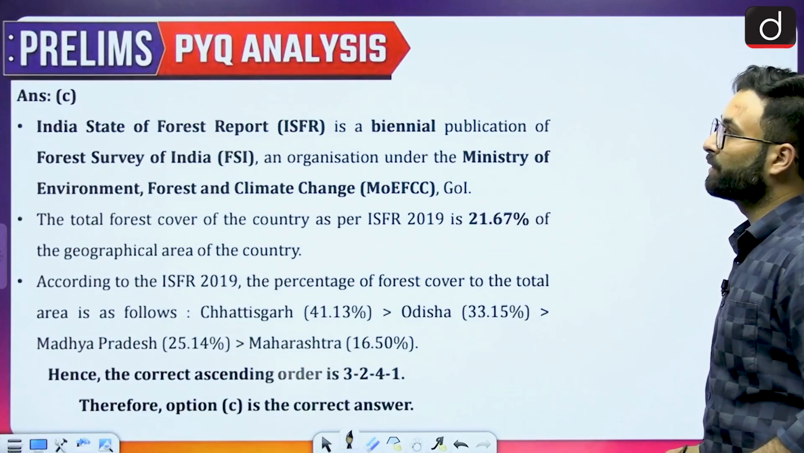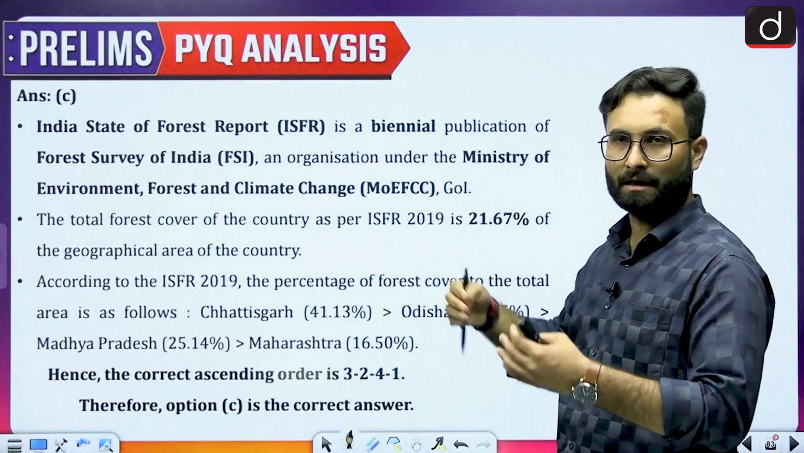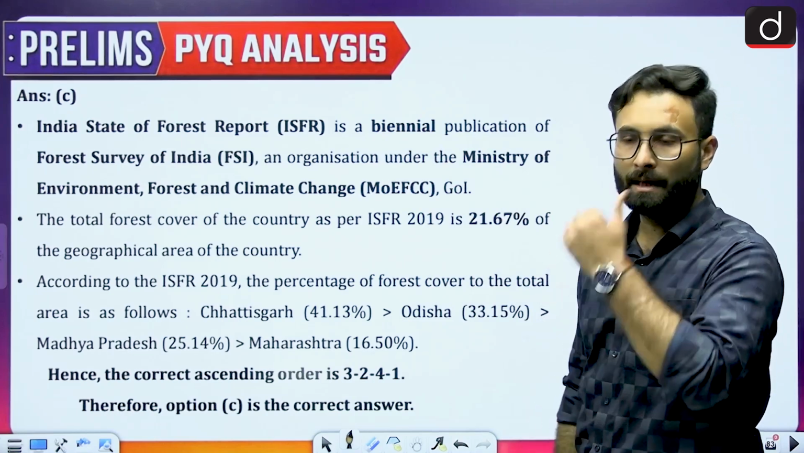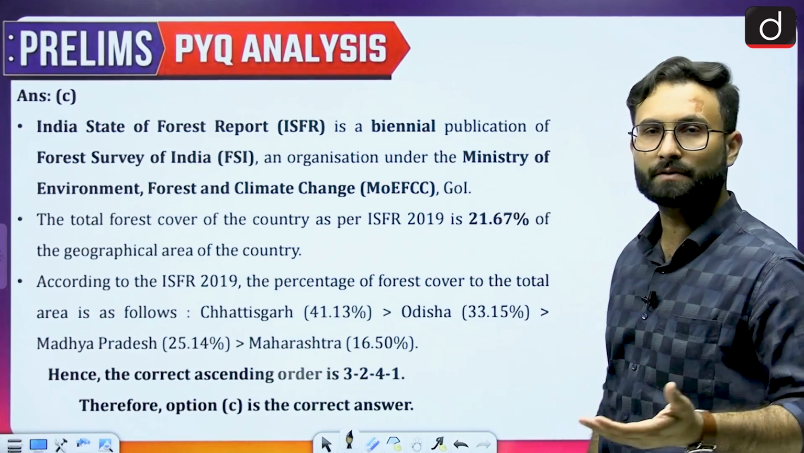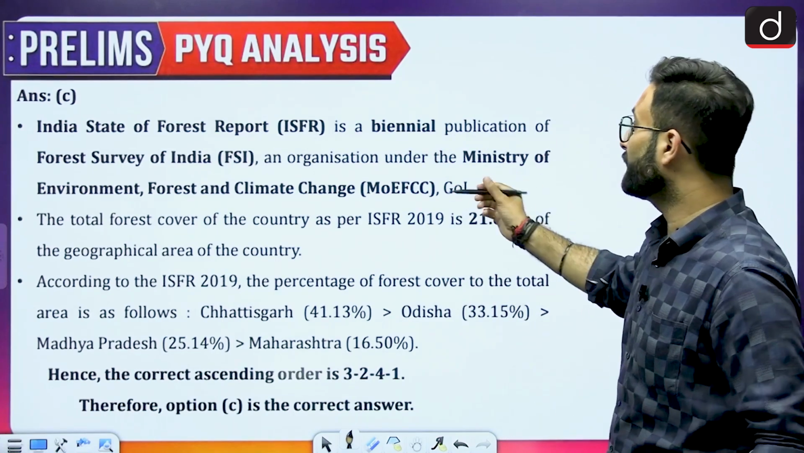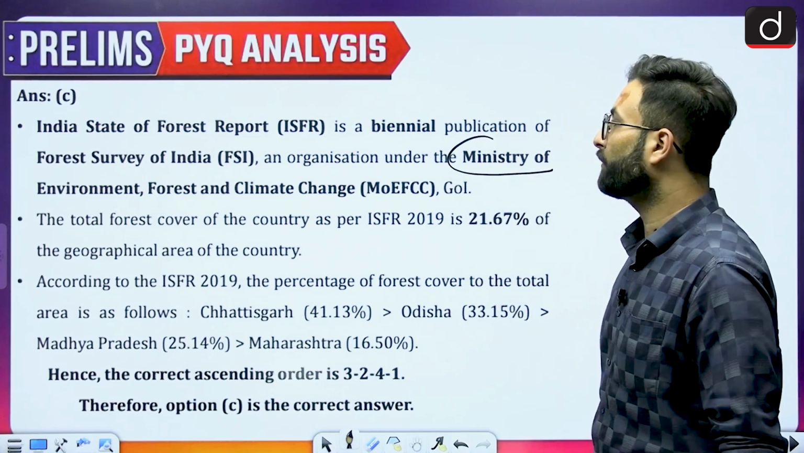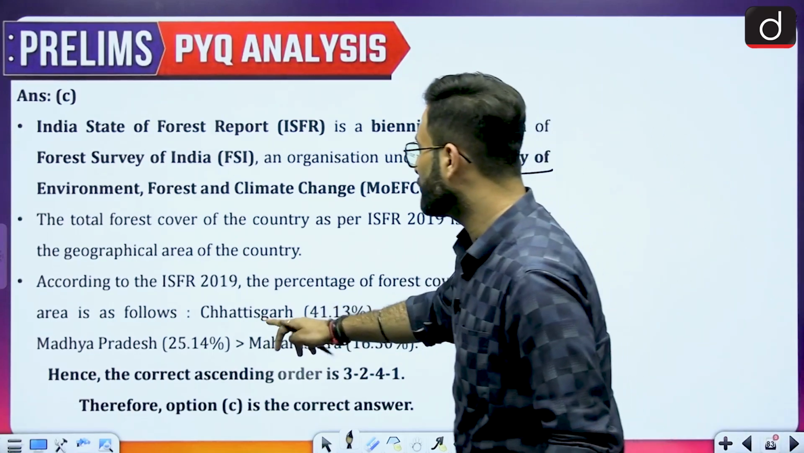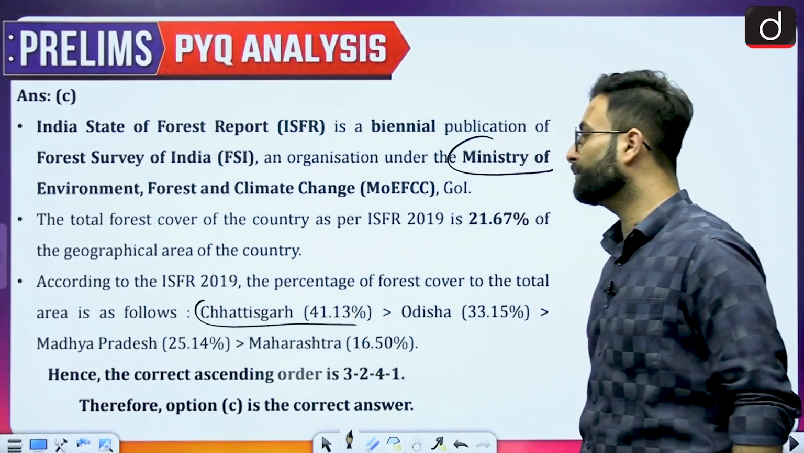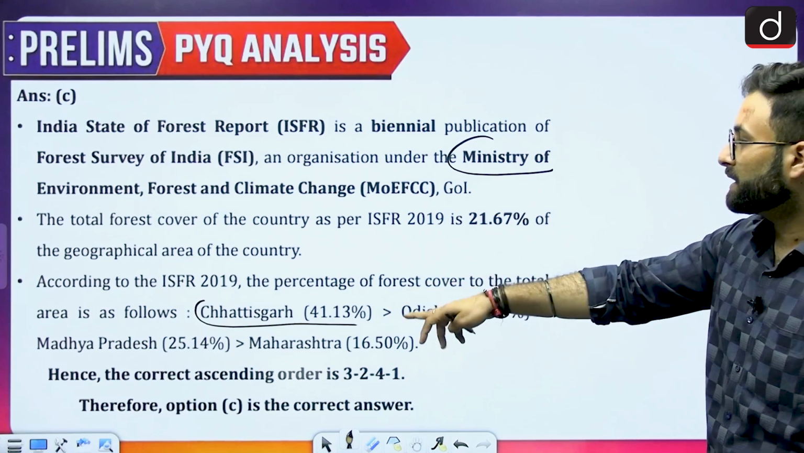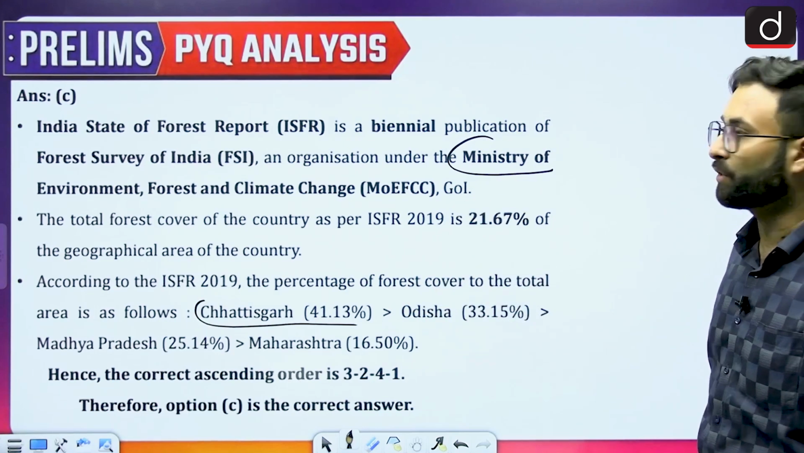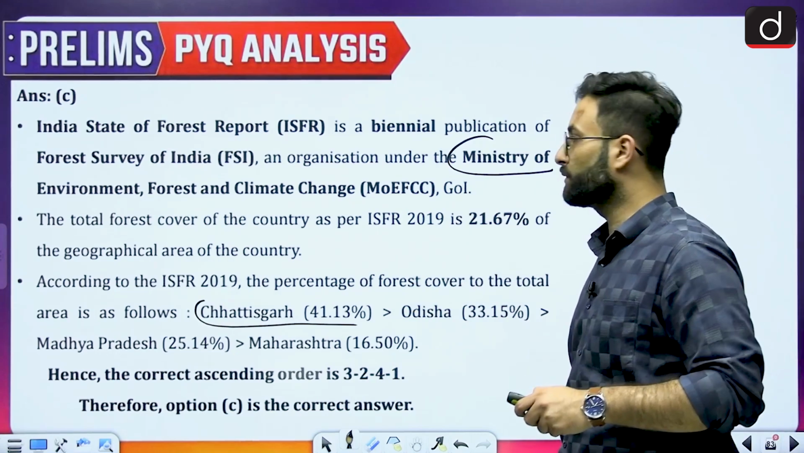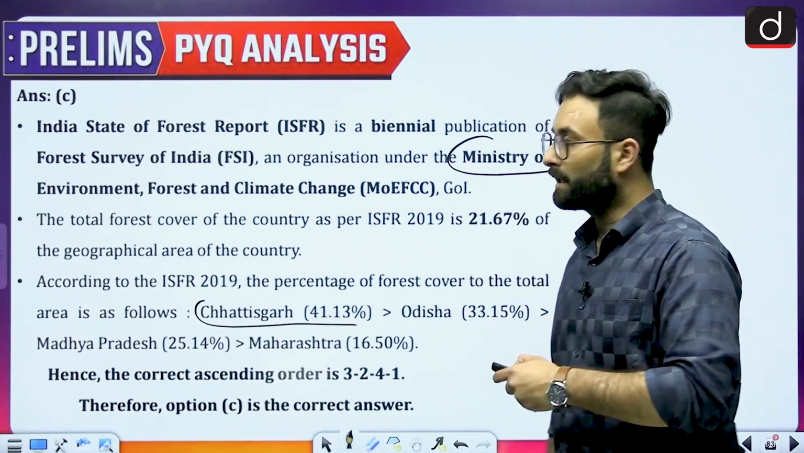Okay. So here you can see the State of Forest Report is a biennial report which basically gives you an idea about the extent of the forest in India. It is given by the Ministry of Environment, Forest and Climate Change. You can see Chhattisgarh has the highest percentage, that is 41.13, then Odisha, then Madhya Pradesh, and then Maharashtra. So that is the ascending order. Considering that, I would suggest that you go through the recent forest report, and accordingly you can give this particular order.